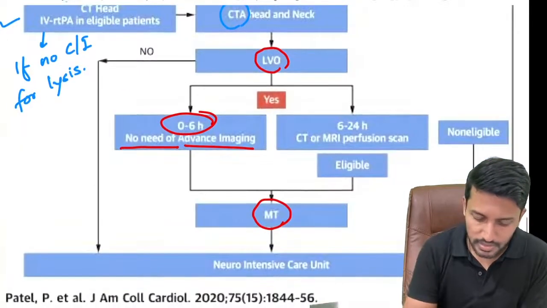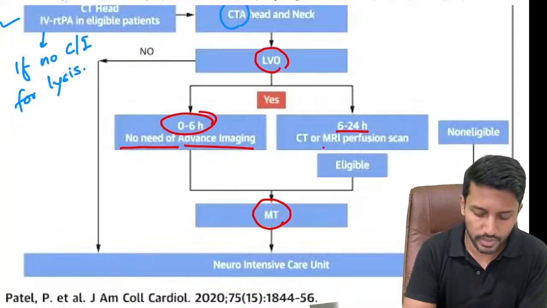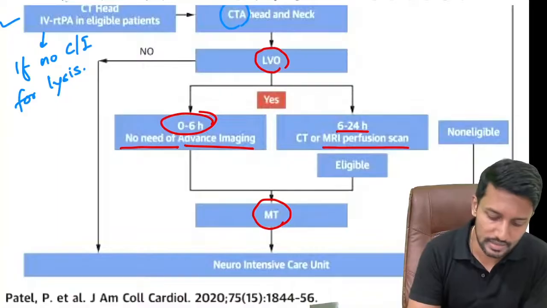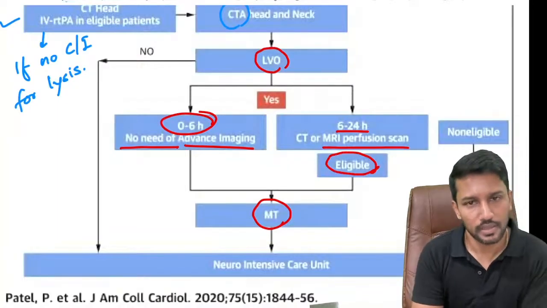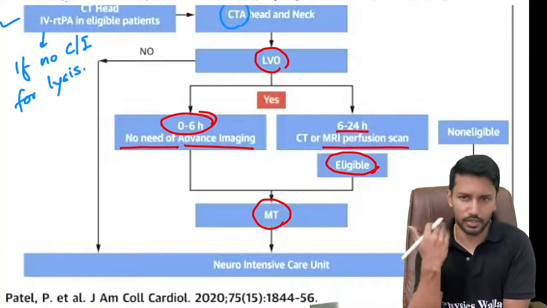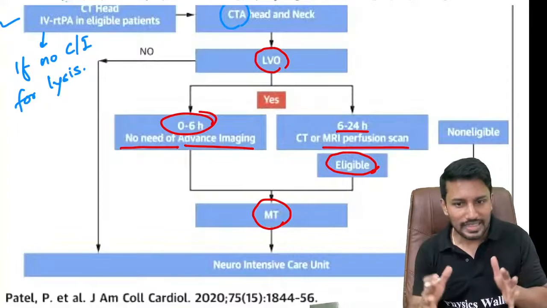If the patient is presented 6 to 24 hours after the onset of symptoms, then we have to do the MRI perfusion scan. If MRI perfusion scan tells that there is some tissue which we can save, then we go ahead and do the mechanical thrombectomy. If there is no tissue which can be saved, all the tissue is dead, then we can't do mechanical thrombectomy, right? This is the approach.